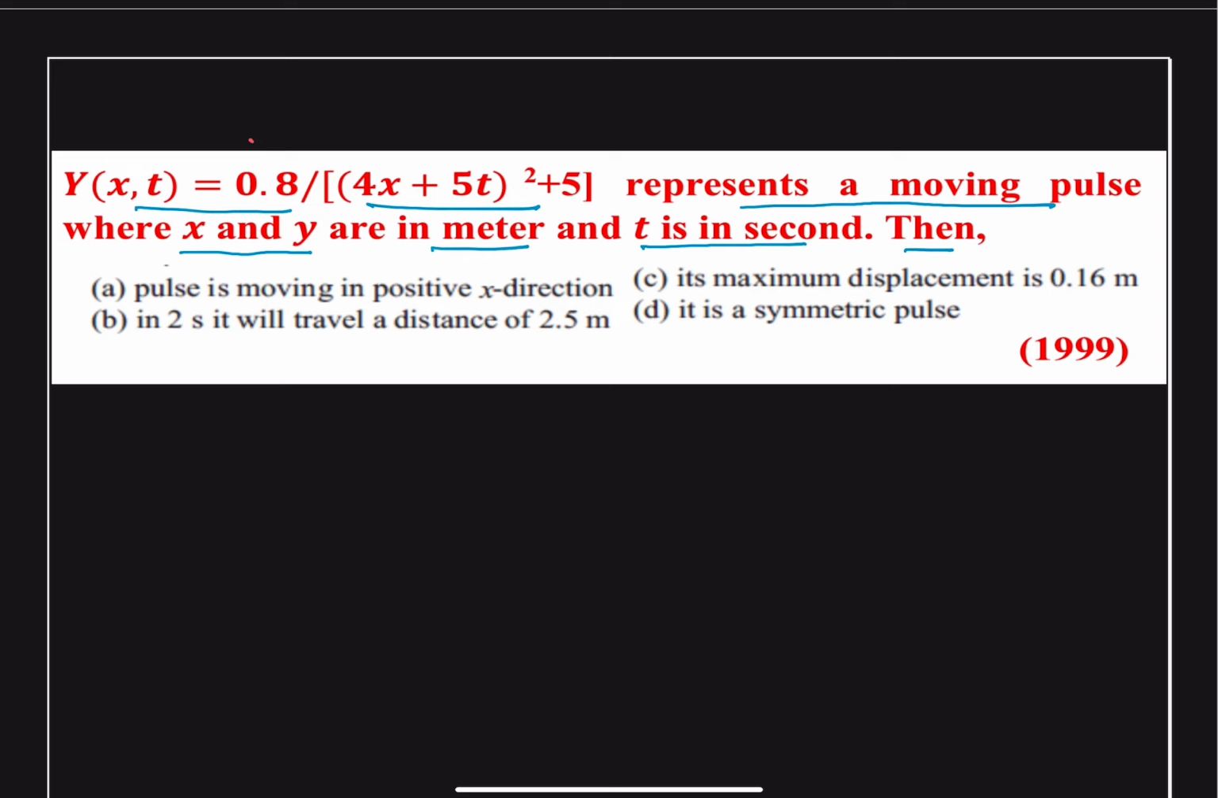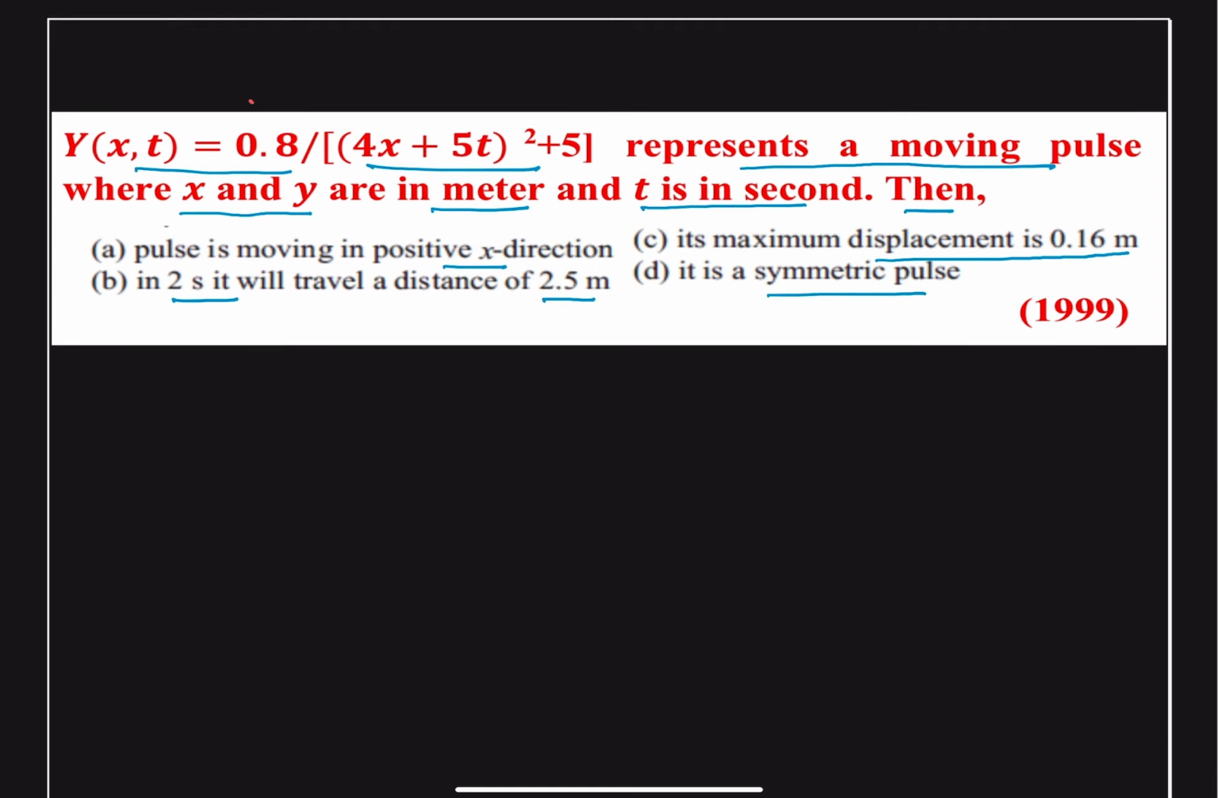First states that it moves in the positive x direction. Second states that in 2 seconds the distance traveled will be 2.5 meters. C states the maximum displacement is 0.16 meters, and last is that it is a symmetric pulse. So this is a multi-correct options question. We are going to take the options one by one and try to find out whether each is correct or not.